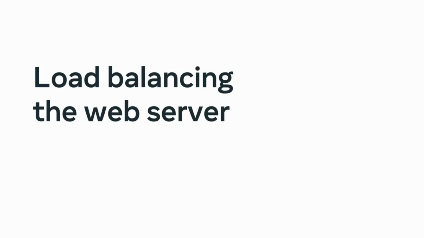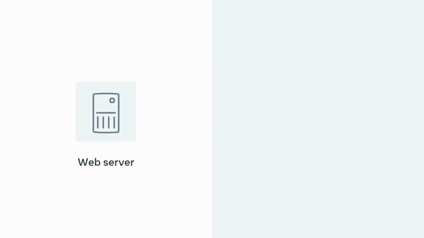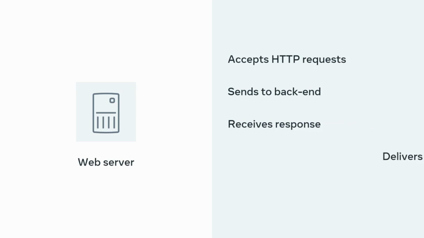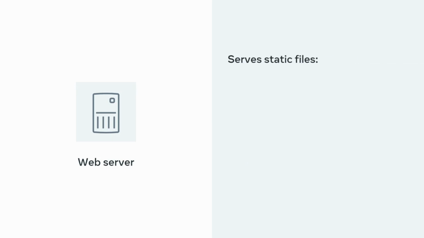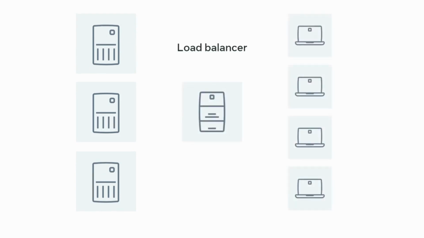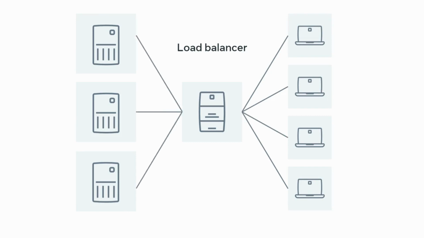Let's start with load balancing the web server. Your web server plays a vital role in accepting all HTTP requests, sending them to the backend scripts, getting the response, and delivering it to the client. The web server also receives requests to serve static HTML, CSS, and JavaScript files. Many cloud providers offer load balancing services. Using these, you can create multiple web servers with the same application code and link them to the load balancer. The load balancer then accepts all HTTP requests and sends them to the web servers.